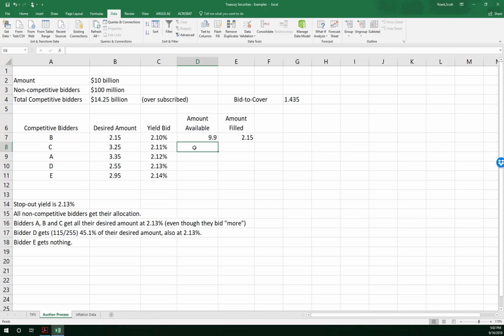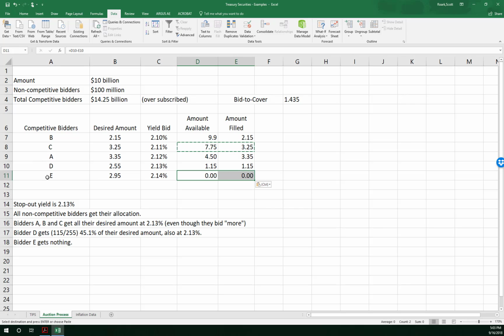And so that means for the next group, there's a little bit less available. There's only going to be 7.75 billion available for those folks. They bid on 3.25 billion worth of securities, so they're also going to get everything that they wanted. Let me go ahead and copy that formula down, and I can march this down all the way, just copying those two formulas.